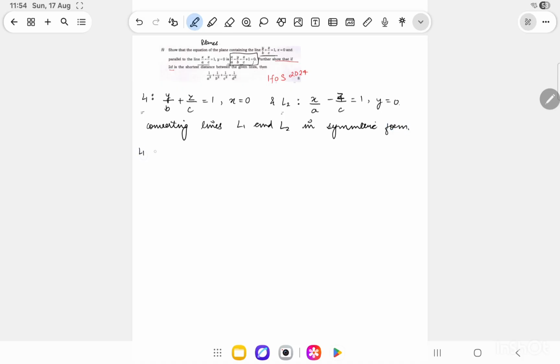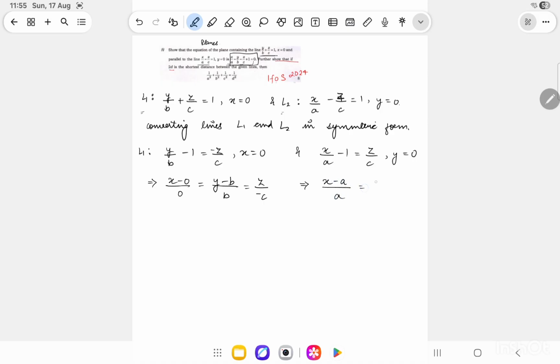So I'll get y by b minus 1 equals to z by c minus, x equals to 0, and on further simplifying it I will get (x minus 0) upon 0 equals (y minus b) upon b equals z upon minus c. Likewise I can do for equation 2 as well. So I will get x by a minus 1 equals z by c, y equals 0. On further simplifying I will get (x minus a) upon a equals (y minus 0) upon 0 equals (z minus 0) upon c.